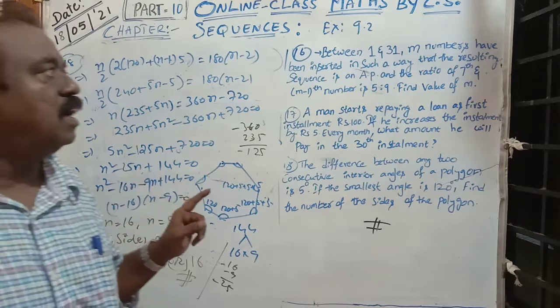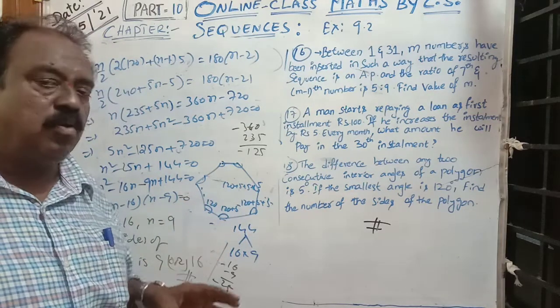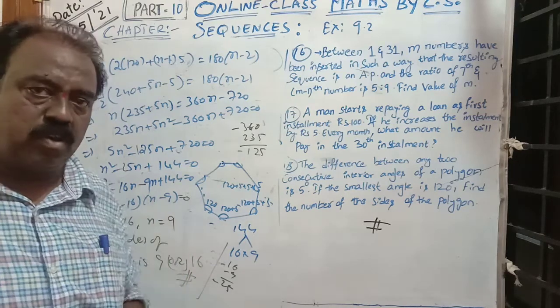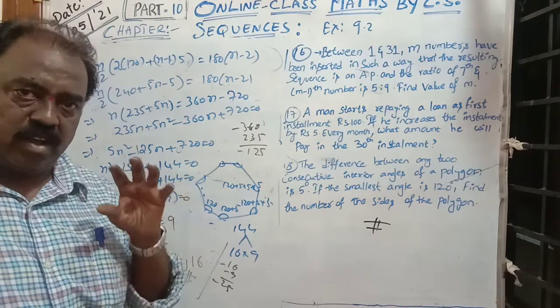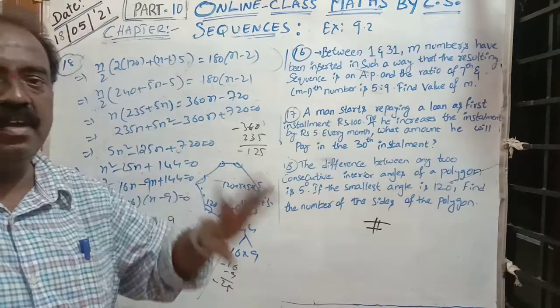So it ends exercise 9.2; 9.1 and 9.2 exercises are over. Then only one chapter is there, that is geometrical progression. We will first see the concept of geometrical progression, GP, and then 9.3.